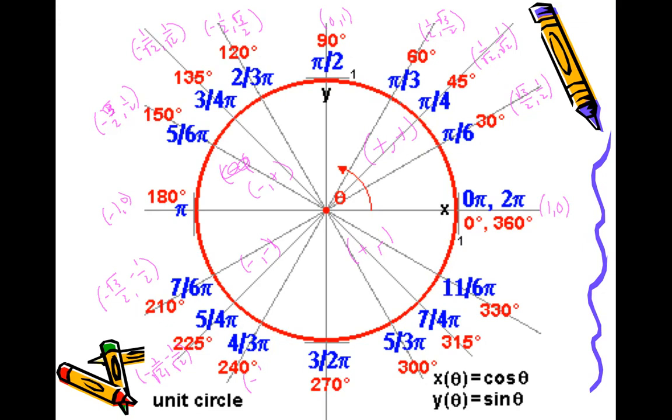Negative 1/2, negative root 3 over 2. And then 0, negative 1. And then the final quadrant, you've got 1/2, negative root 3 over 2.